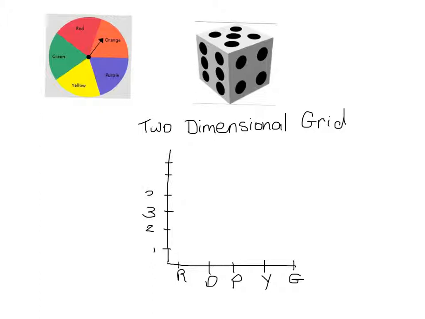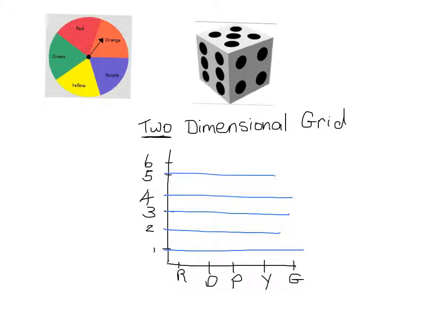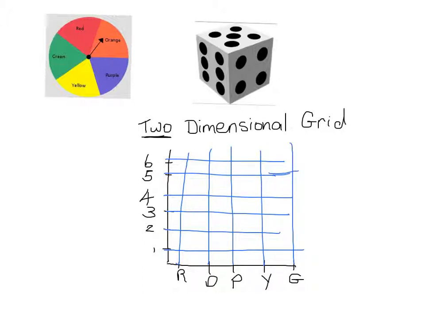The way we have this laid out, we'll be able to see what our possibilities are if you do both things, if you spin the spinner and you toss the die simultaneously. So a two-dimensional grid shows us what happens when you do two things. We take each number and bring it across, and we take each color and bring it up. Of course, it creates a grid, and the grid meets in certain places.